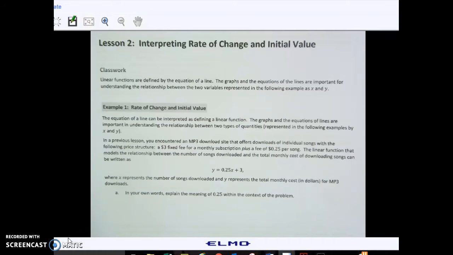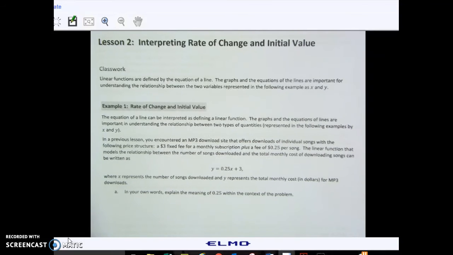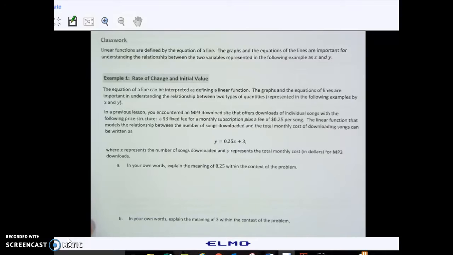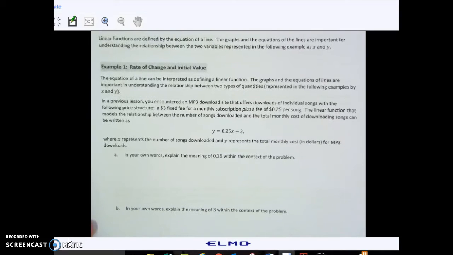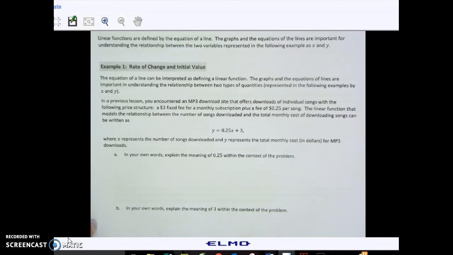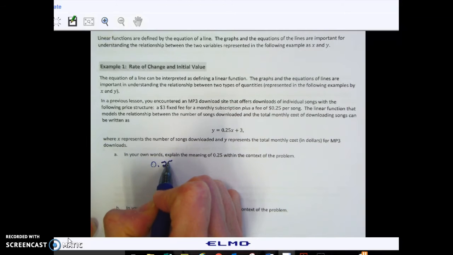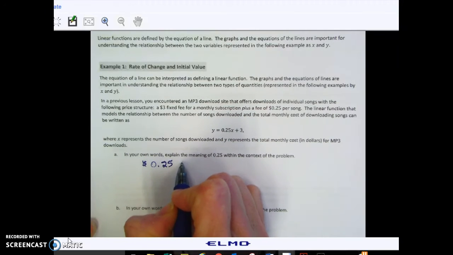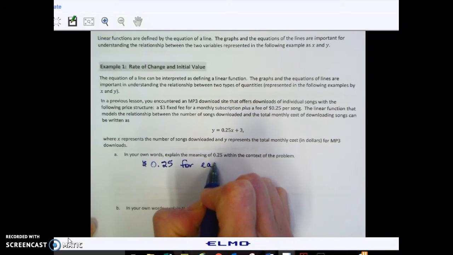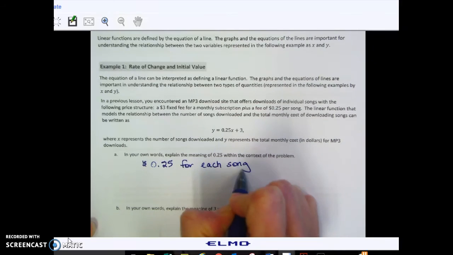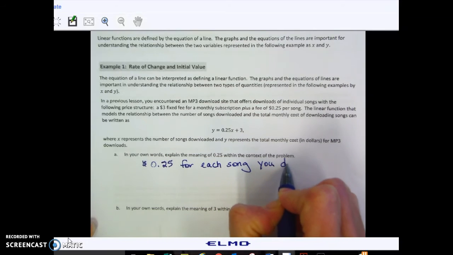So question A says, in your own words, explain the meaning of the 25 cents within the context of the problem. Well, the 25 cents is the cost to download each song. It is the rate of change. It is how much your bill is changing for every additional song you download. So let's say it is 25 cents for each song you download.